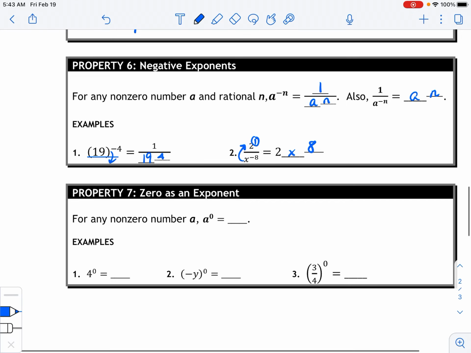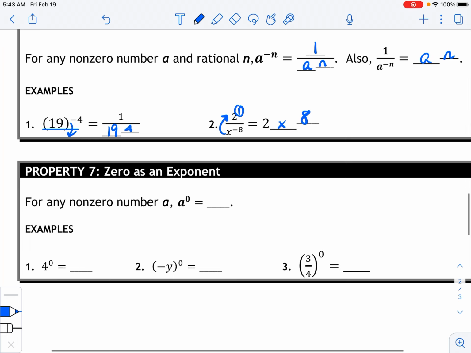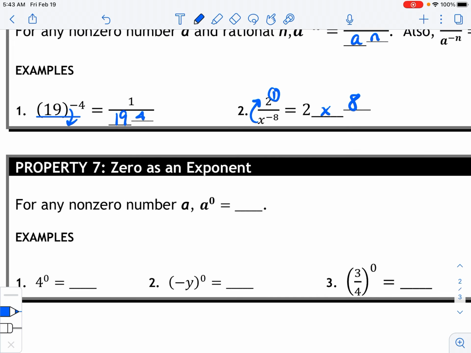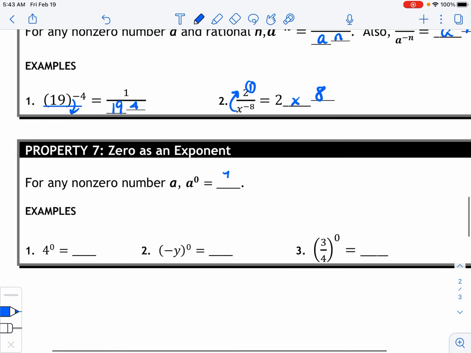Now, for the next property, where we have a base to a 0 exponent, I'm going to go ahead and say that any base raised to the 0 exponent equals big 1. Base 1, big 1, what have you. And I'm going to now show you how that's the case.